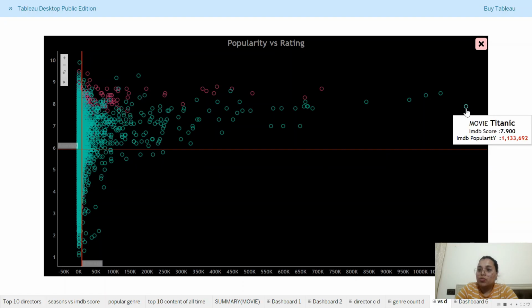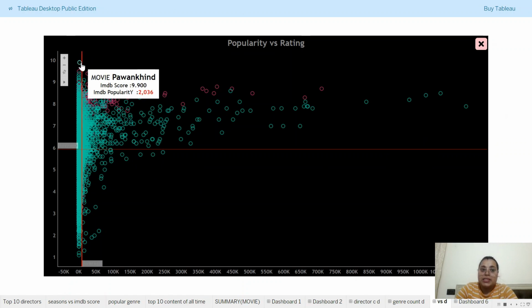Titanic is one of the movies with high IMDb popularity, basically the number of votes. This movie got 1 crore 13 lakh 3,692 votes, right? But if we talk about this movie, it has the higher rating, that is 9.9. Pavan Khind, that is a Marathi movie, but the number of votes is not high.